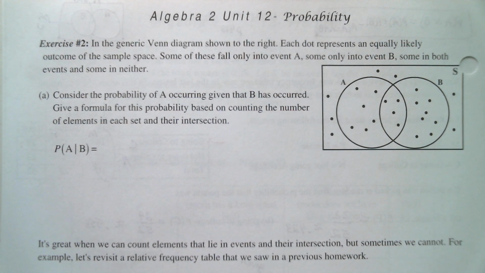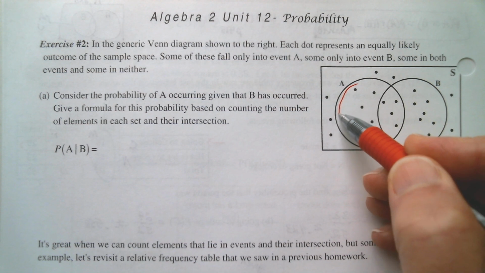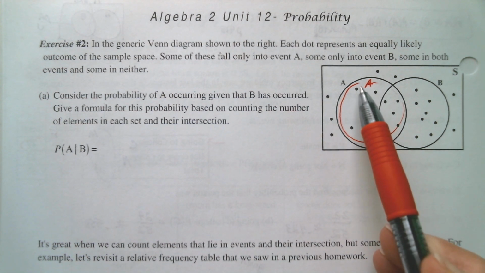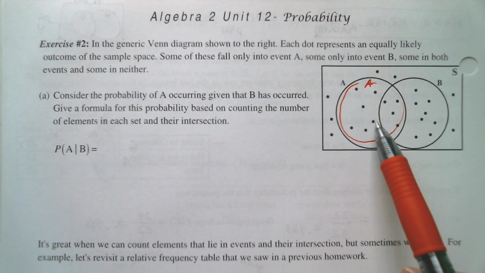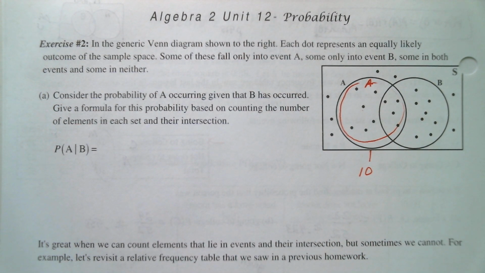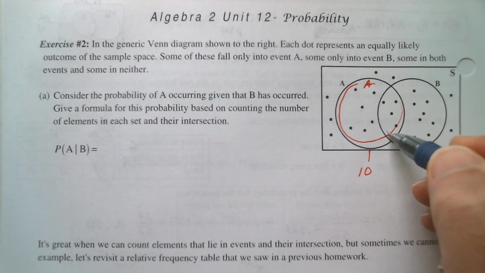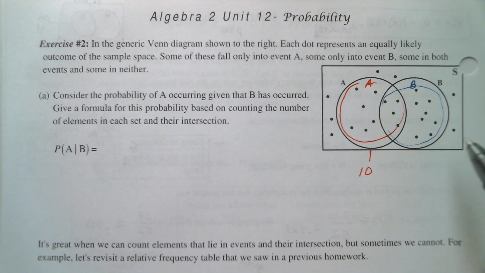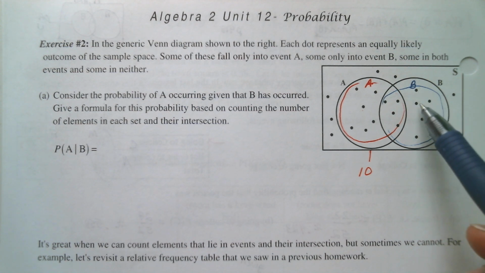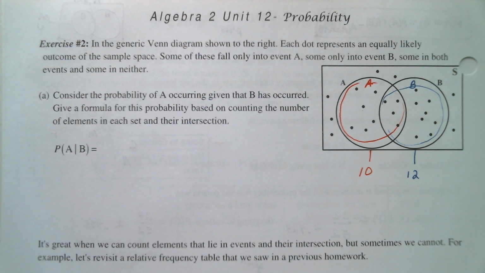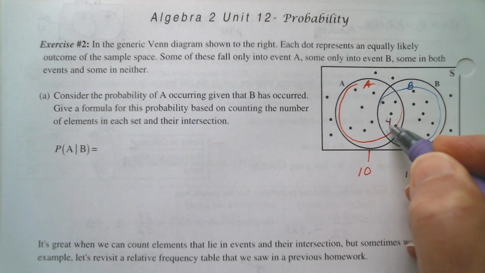Okay, I'm going to use this as A. And there are 1, 2, 3, 4, 5, 6, 7, 8, 9, 10 dots in circle A. And I'll use blue for circle B. And there are 2, 4, 6, 8, 10, 12 dots in circle B. And there are 4 in the intersection. They share 4 here.